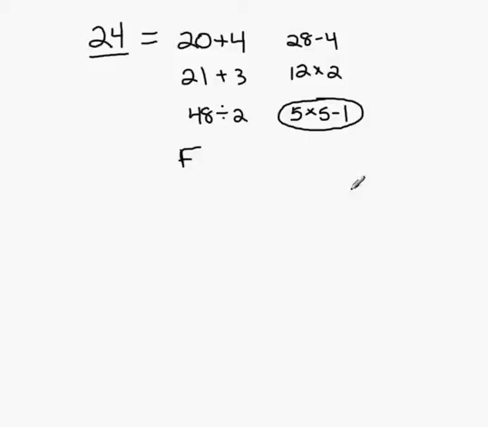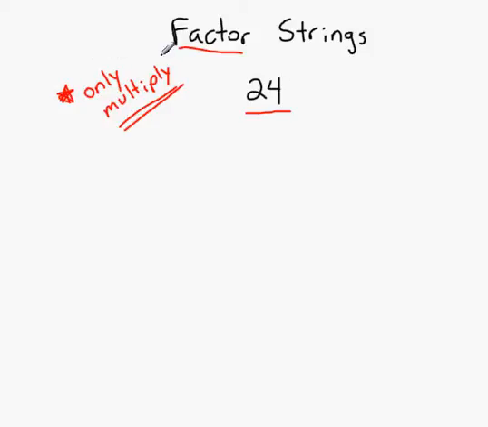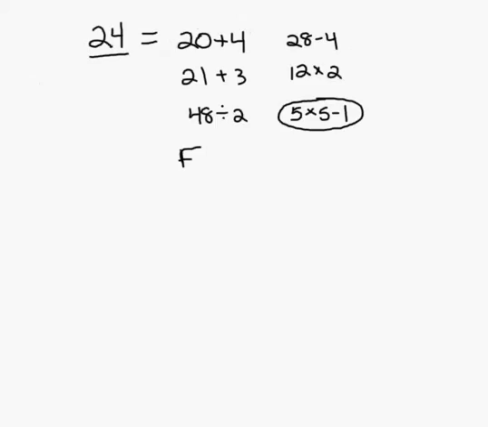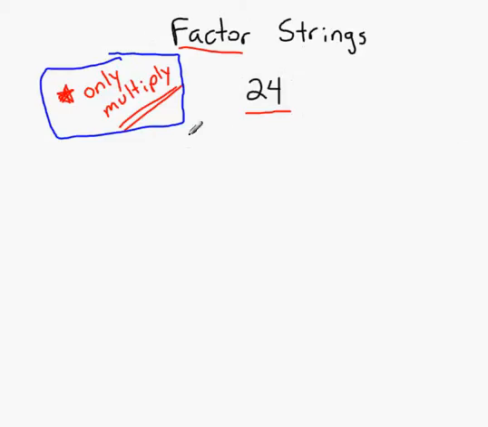But what we're going to focus on today is this idea of factor strings. Factor strings are a way to rename this number, but there's a rule now. You are only allowed to multiply. You cannot use addition or subtraction or division or anything like that. You're only allowed to multiply here. So you should be able to come up with some factor strings for this. Some that are kind of obvious, or at least should be if you know your math facts. 4 times 6, 2 times 12, maybe even 3 times 8.